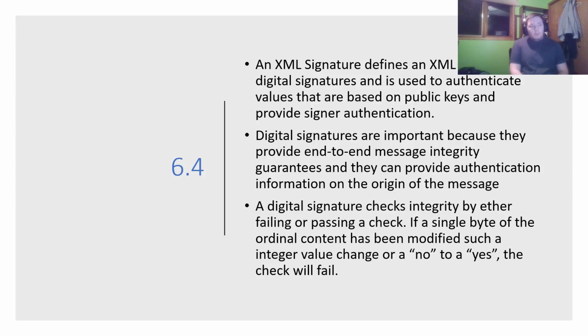Digital signatures are important because they provide end-to-end message integrity guarantees, and they can provide authentication information on the origin of the message. A digital signature checks integrity by either failing or passing a check. If a single byte or the ordinal content has been modified, for example an integer value changed to a no or a yes, the check will fail, so you can tell if it's been modified. This concludes section 6.